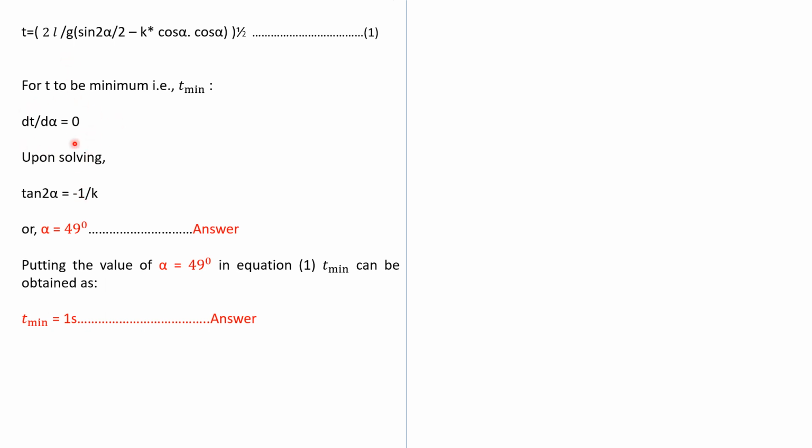I have left this to you because it is a simple differentiation. Upon solving you will get tan 2 alpha is equal to minus 1 by k. Put the value of k and alpha you will finally get as 49 degrees. So this is one of the answers. T minimum is associated with alpha equal to 49 degrees. Put the value of alpha in this equation so that you can get T minimum, which when you calculate comes as 1 second. So this is the second answer.